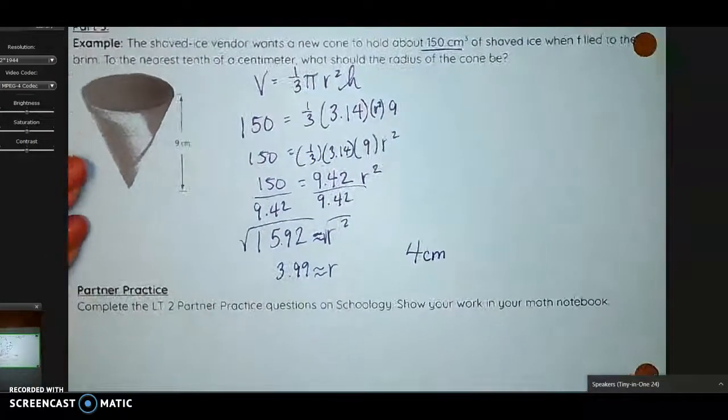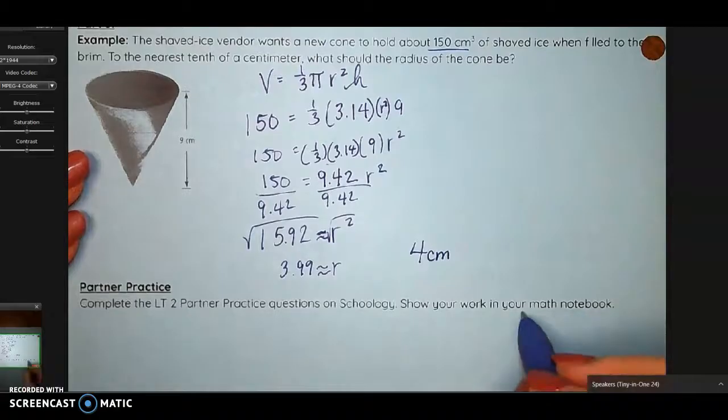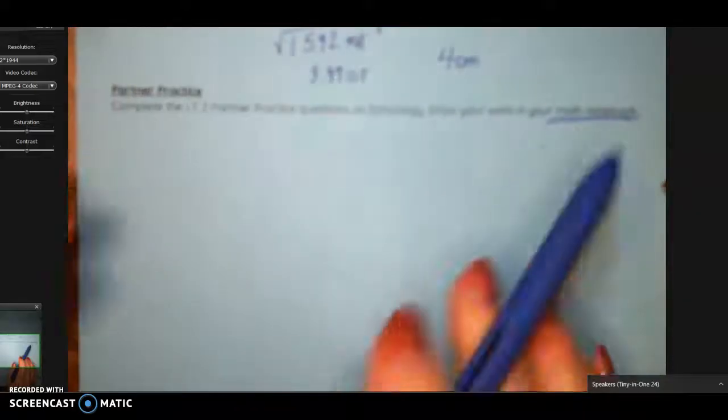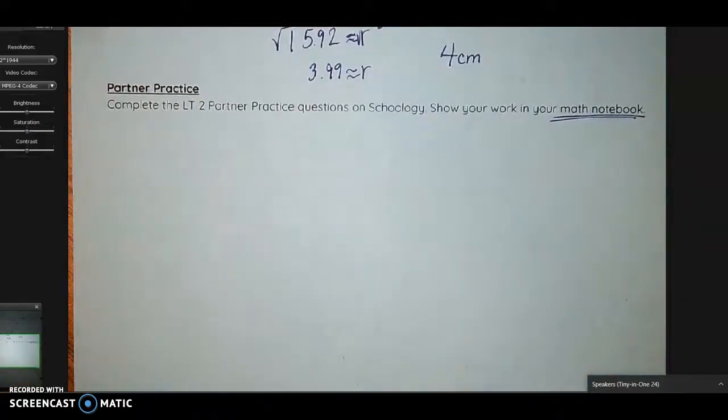The partner practice for this is on Schoology, and you want to complete this in your math notebook. Now you also have some space down here at the bottom that you could use, but your math notebook, because you're probably going to want some more space, and then you want to hold on to that information.